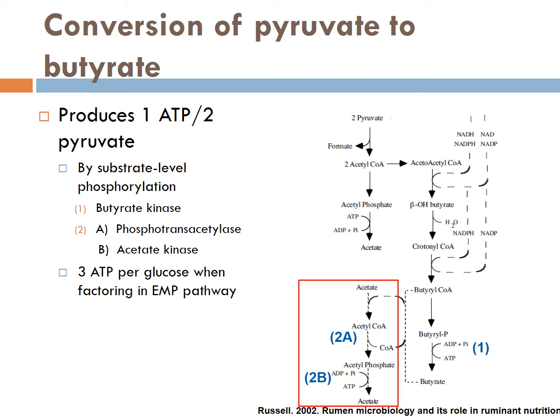Note that there is no net production of acetate. It is both consumed and produced by this reaction. The total ATP yield when producing butyrate is 3 per glucose when factoring in the EMP pathway.